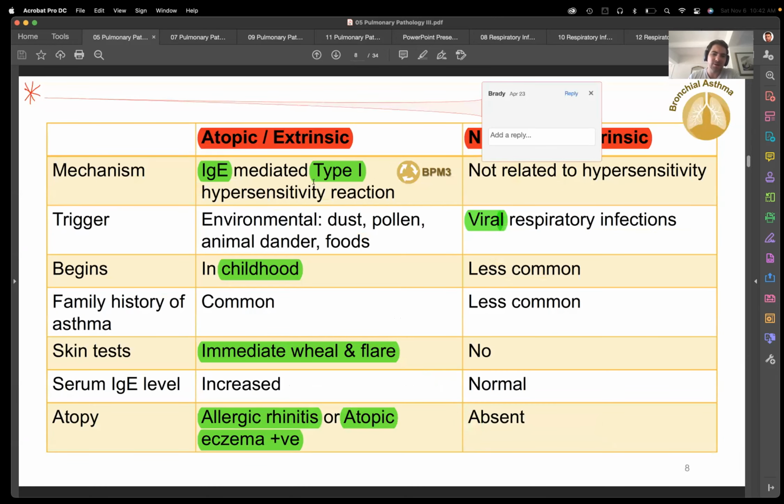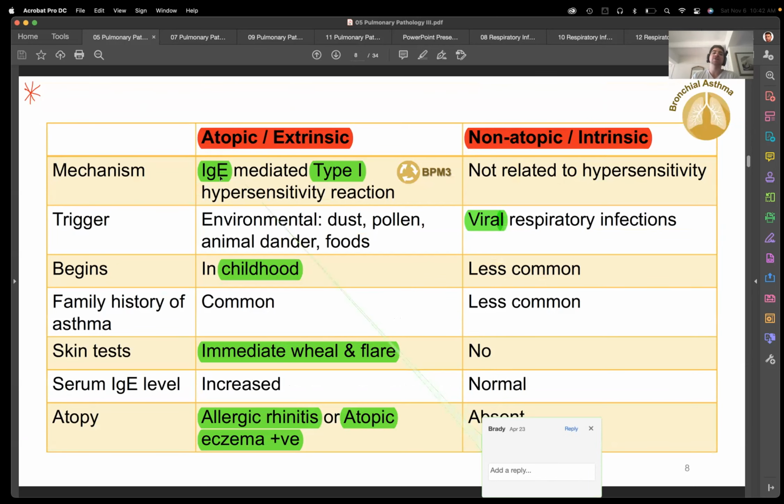So again, I start this one. This is a good way to differentiate. So IgE mediated, which by definition is a type 1 response. It's that immediate response, IgE mediated. Childhood, of course, wheal and flare reaction on skin test, allergic rhinitis, atopic eczema.